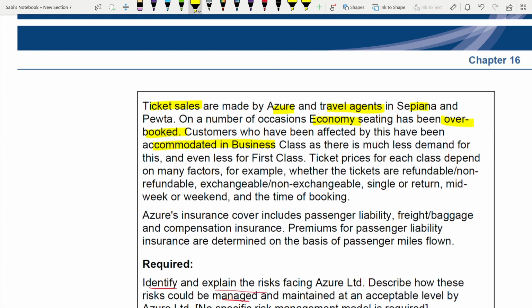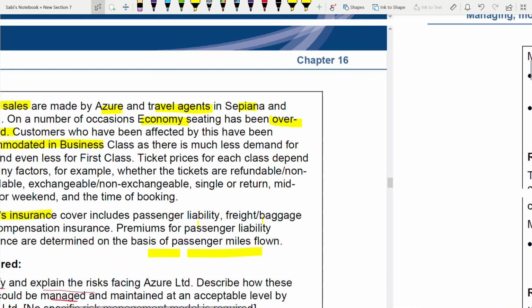Next is their insurance. It covers passenger liability, freight and baggage compensation, and premiums for the passenger liability are determined on the basis of the passenger miles flown. So now you have to identify the risk from each.